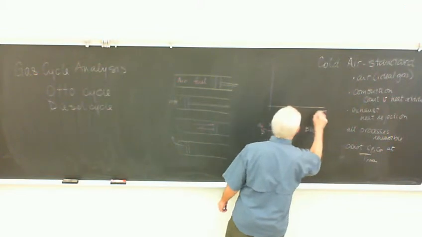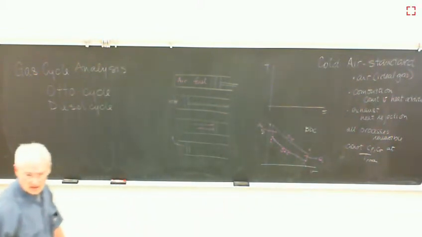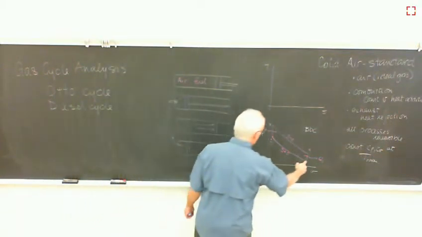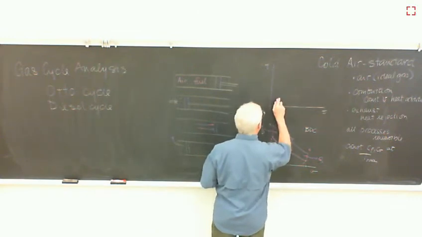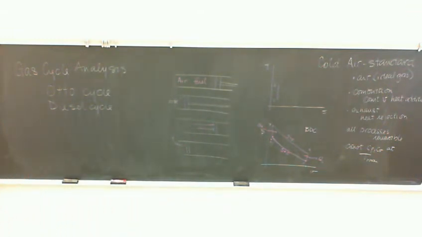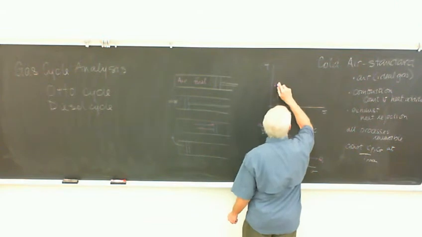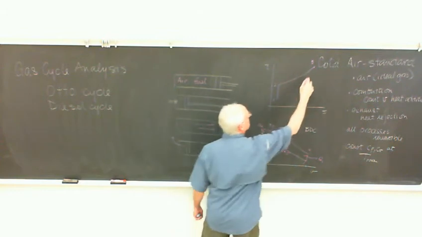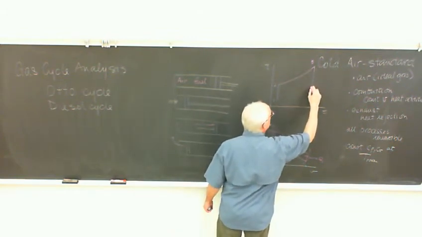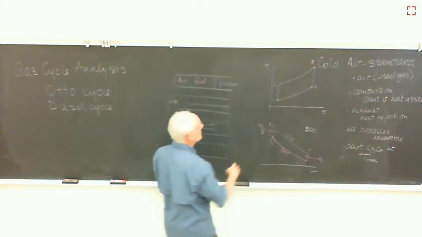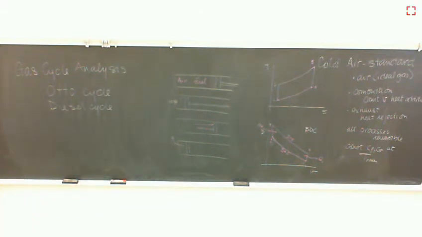And the associated TS diagram with that model. One to two is a constant entropy process. That's the compression stroke, remember. Then the heat addition stroke up to three, that models our combustion. Isentropic expansion down to point four. Then the heat rejection down to point one. And it starts over again.